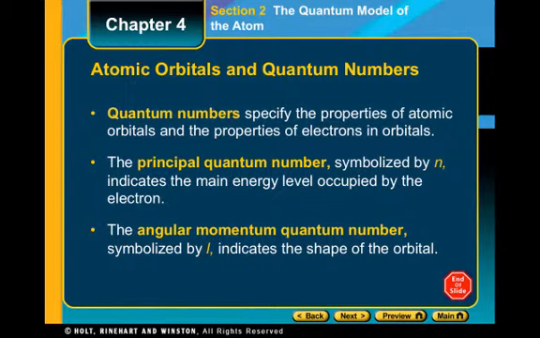The angular momentum quantum number is symbolized by the letter L, and it's just telling us what shape the orbital has. So orbitals are not just spheres. They have different shapes.